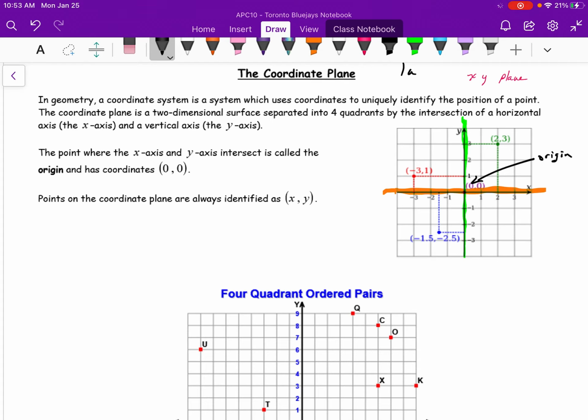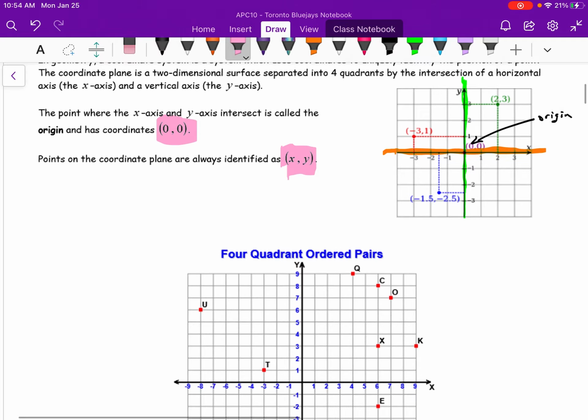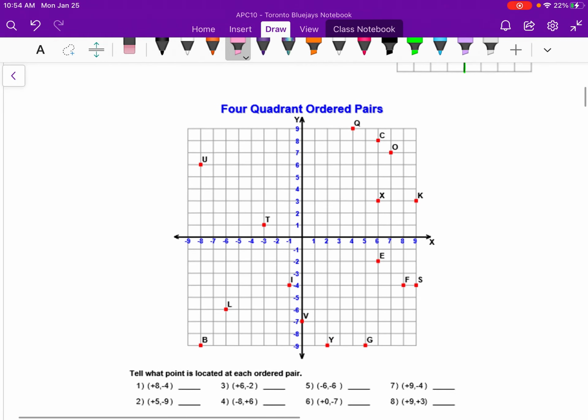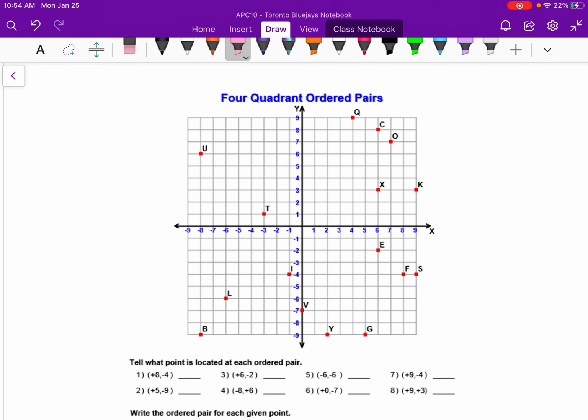Now, the origin has coordinates 0, 0. The points on a coordinate plane are always identified x, y. We say the x coordinate first, then the y. So here, four quadrant ordered pairs.